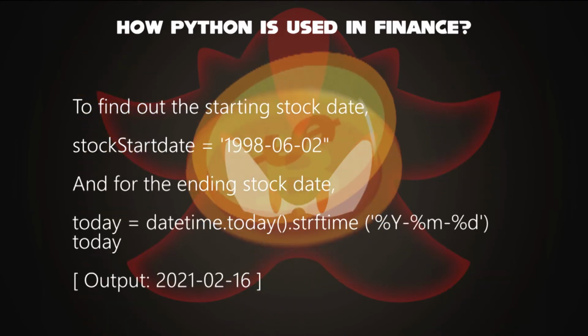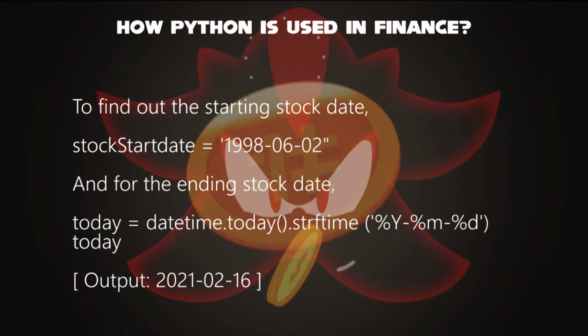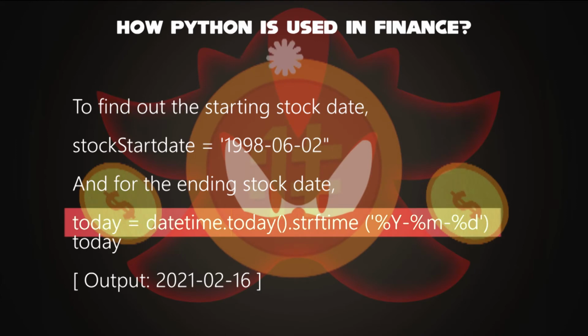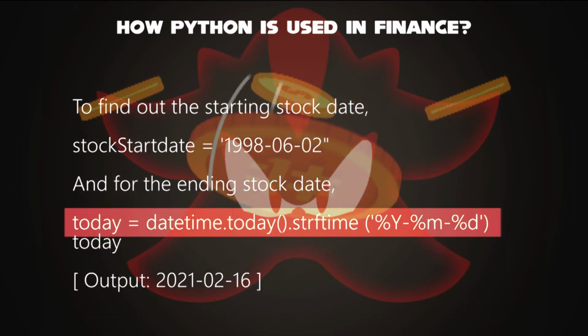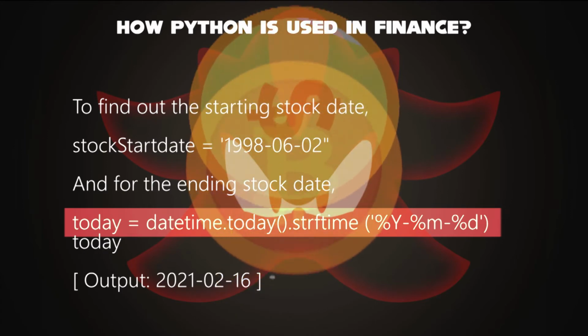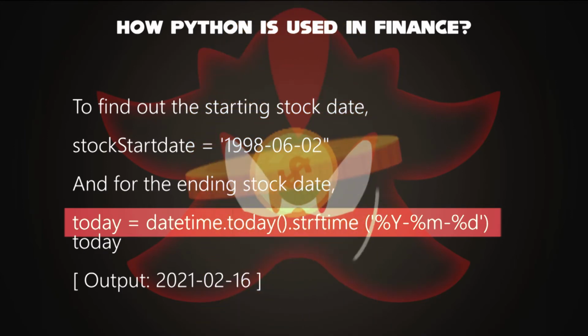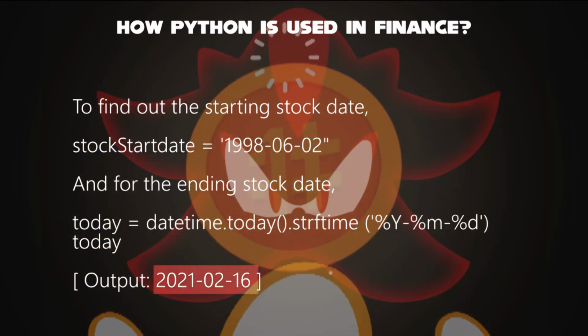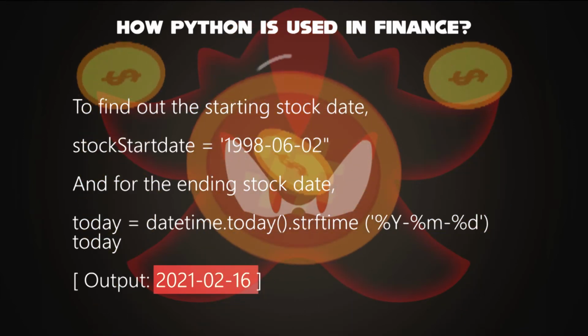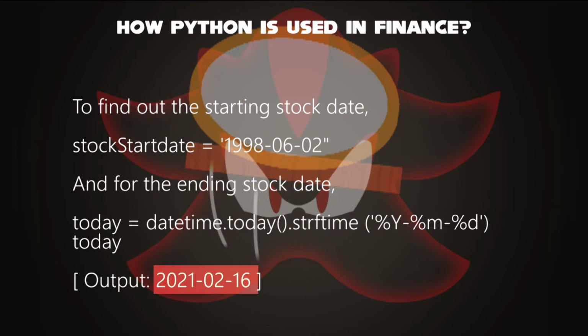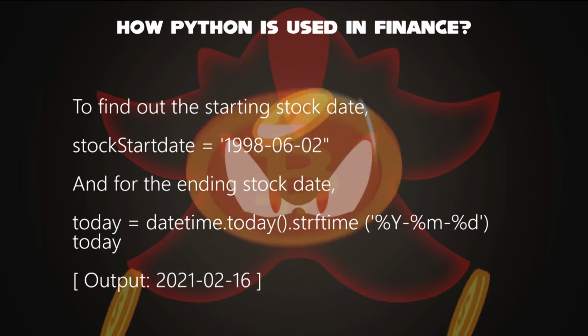1998-06-02. And the fourth step is to find out where the date of stock has ended, that is, today equals datetime.today(), open and close parentheses, .strftime, %Y-%m-%d. This returns as today's date, say 16th February, 2021. This returns as 2021-02-16.